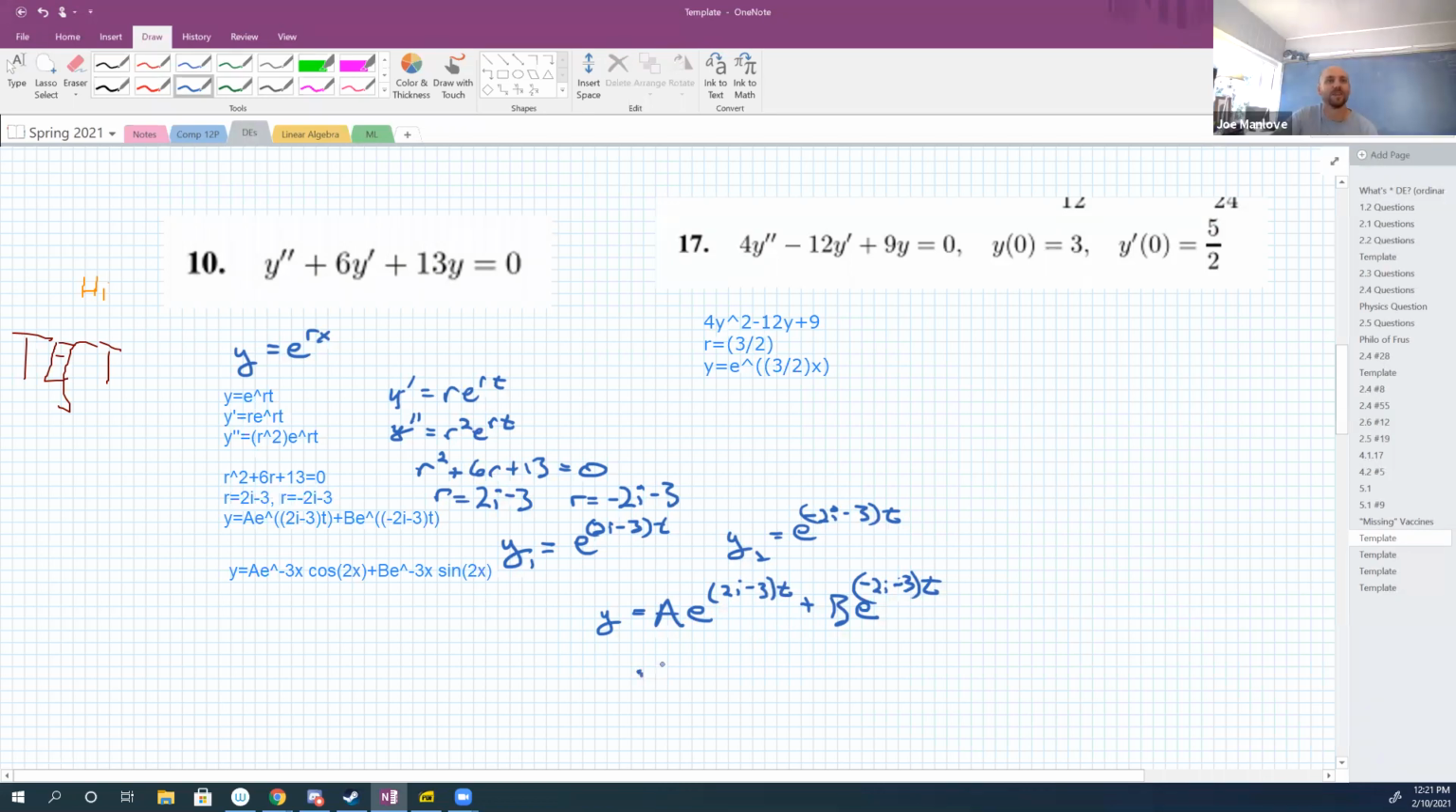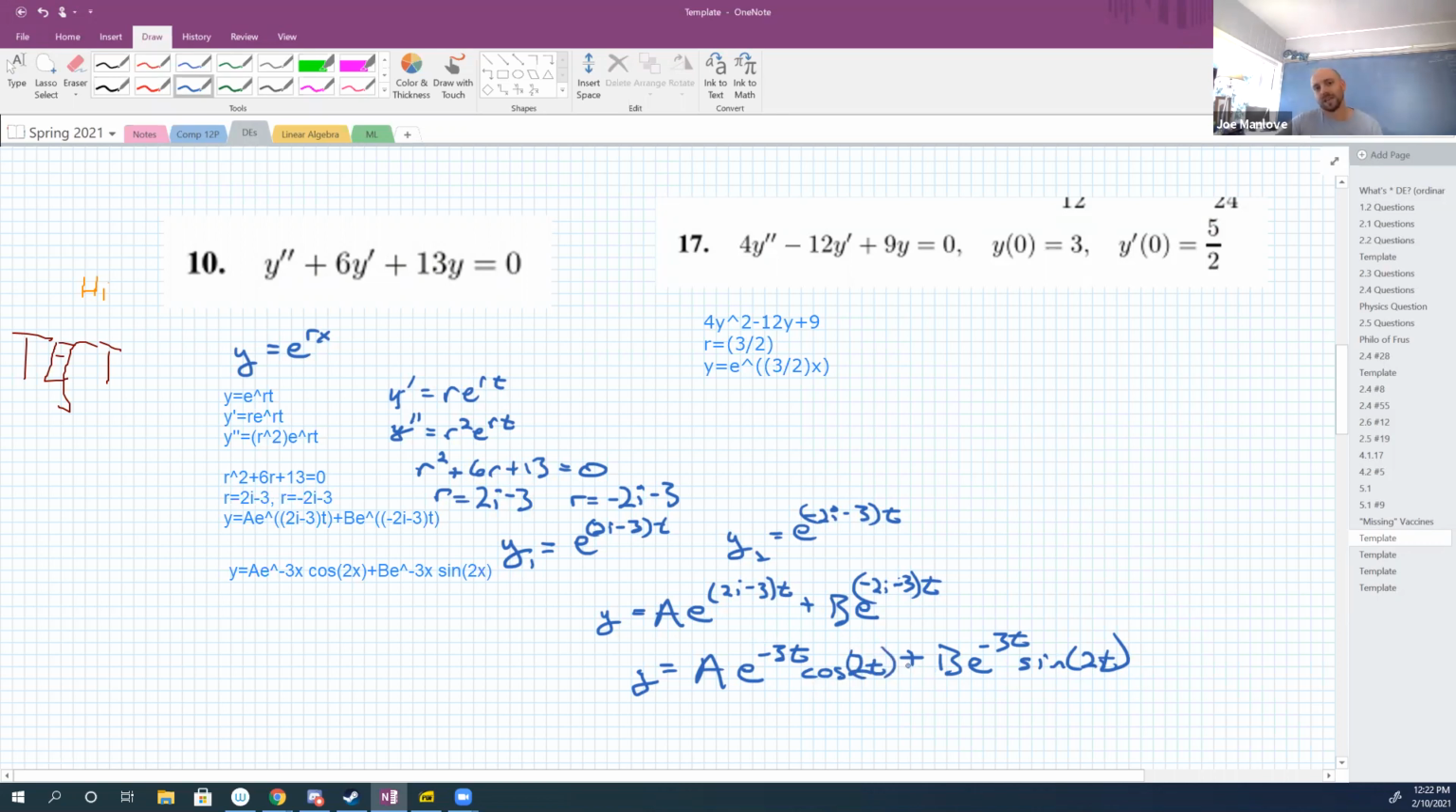So you got, in the end, y is a e to the minus 3t cosine 2t plus b e to the minus 3t sine of 2t. And the thing that I see that students sometimes get messed up here is they'll put the imaginary part in the exponent of the e and the real part in the cosine sine. It's got to be the i bit goes in the cosine sine and the real bit goes in the e's. And then everything needs a t on it.